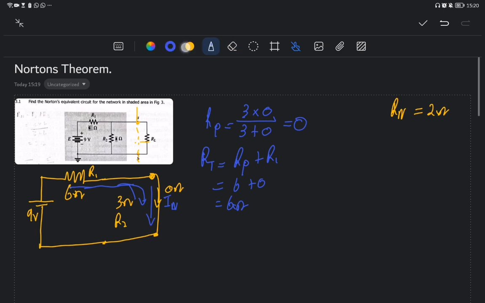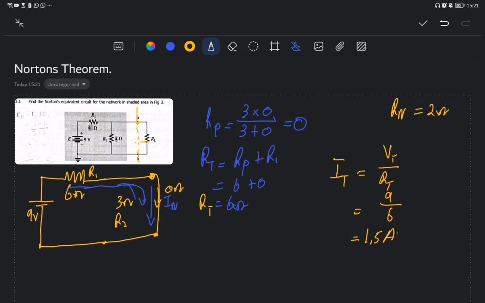So we'll find this is our total, by the way. Our I total is equal to V total divided by R total. Therefore, our total voltage is 9 divided by 6. The answer should be 1 point... sorry guys, there should be 1 point something actually. So our answer is 1.5. So we've got a current of 1.5 amps flowing there.